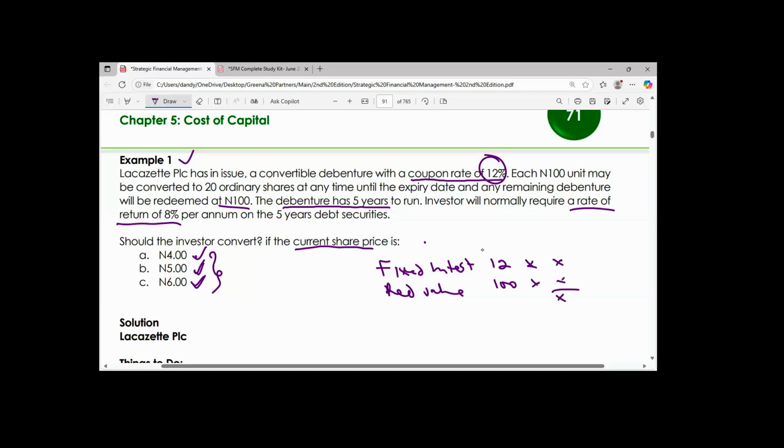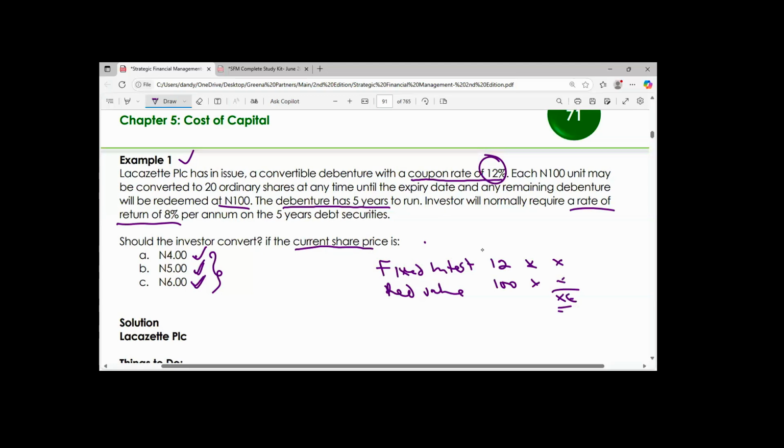I will add the present values together. So that present value will give me the current market value of the debenture, if the company wants to redeem it. All right. So that is for that. I'll keep it on one side.